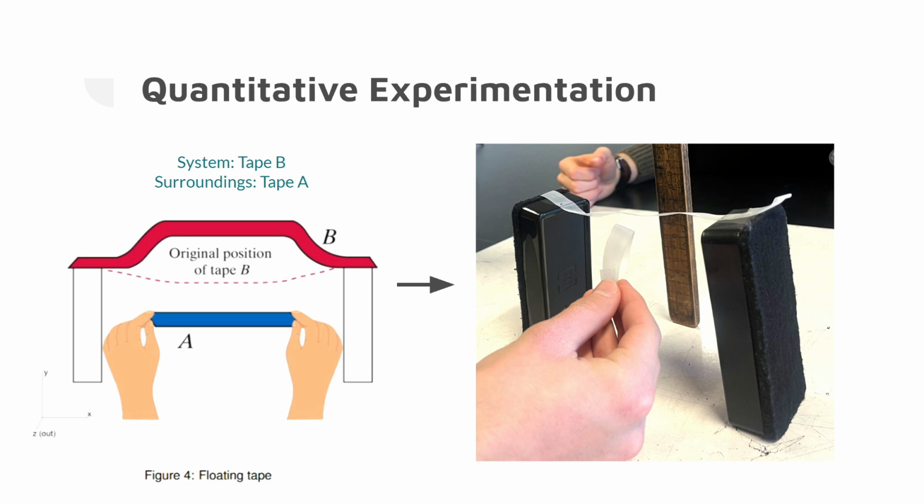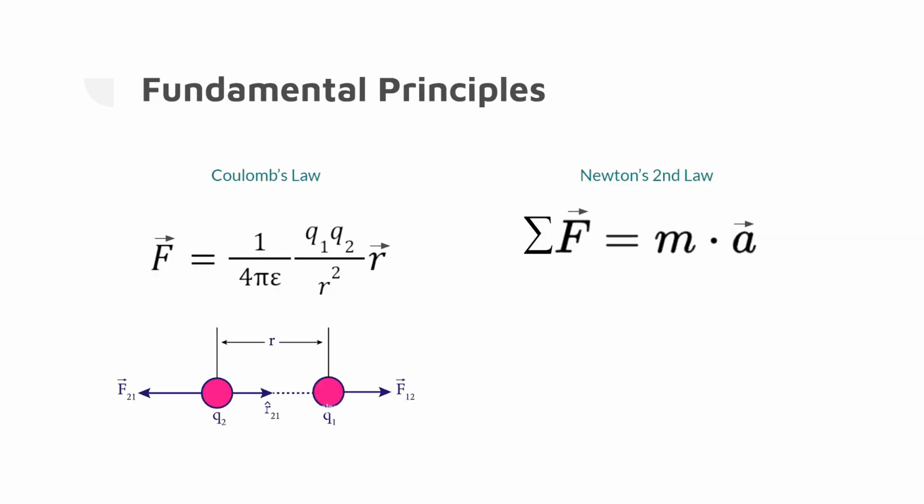We had the tape suspended between two erasers, and we just brought up the other tape by hand, and then we measured the distance between the tape underneath and the tape on top, and that allows us to do some computations. Now, the way that we actually did these computations, we're using these two fundamental physics principles.